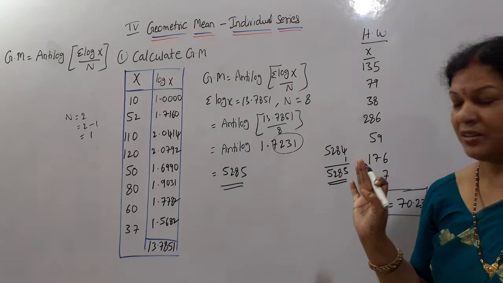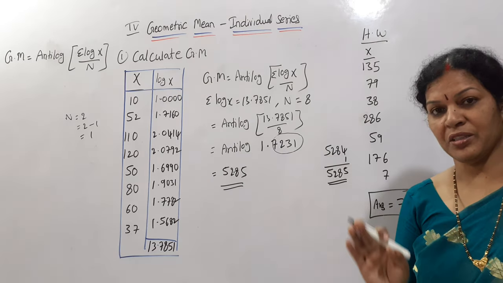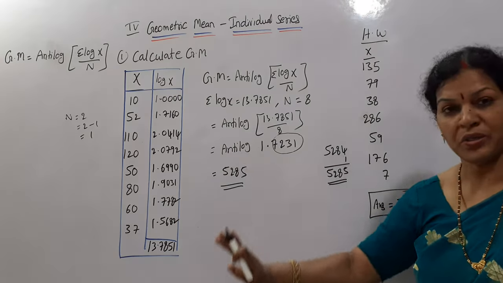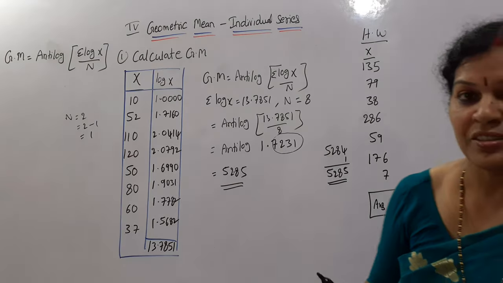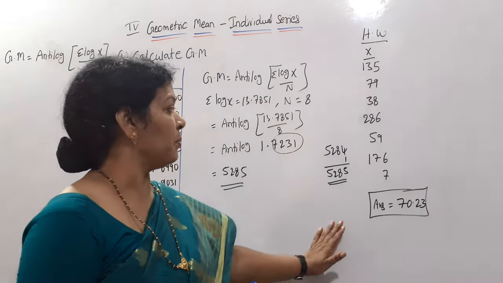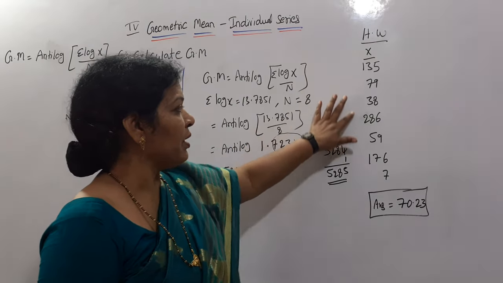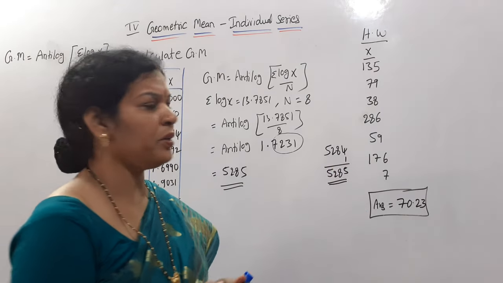Am I clear? If you understood this problem, take out your logarithms table and try to work it out by yourself. Your answer must be here. If you get the answer, there is a homework problem given to you. So this is your homework problem. X values are given like this. Roughly, shall I explain to you? Log X you are going to find out.